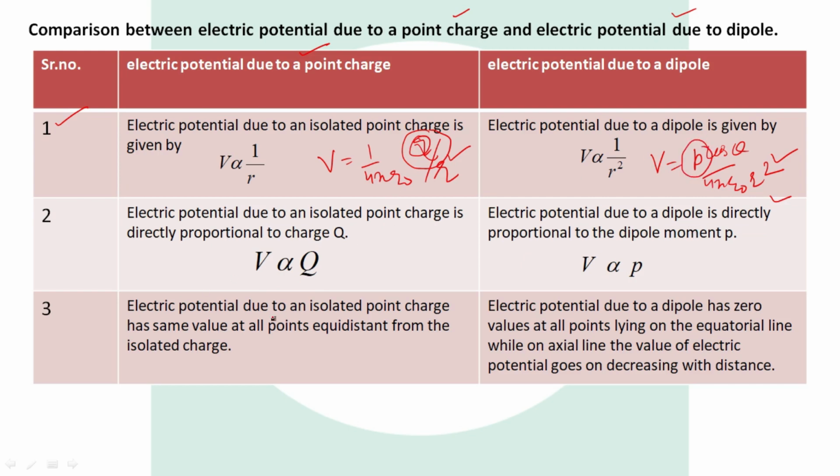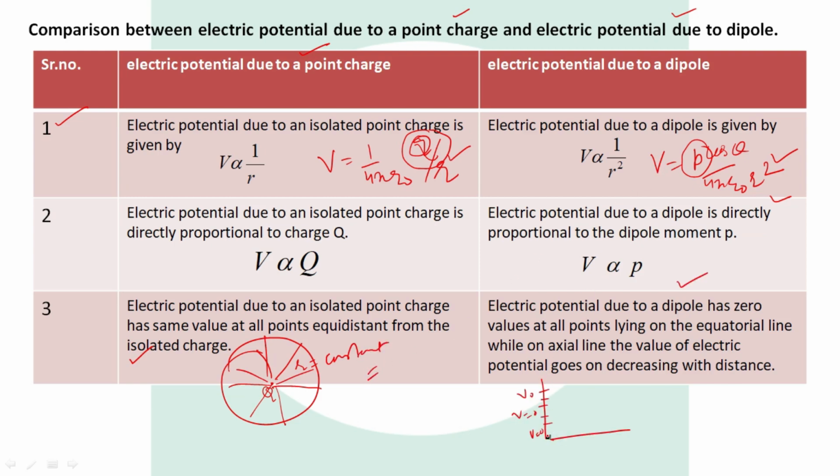Okay. Electric potential due to an isolated point charge has the same value at all points equidistant from the isolated charge, because electric potential due to a point charge has spherical symmetry. Suppose the charge is present over here, then at every point on this sphere the value of electric potential will be the same, because the value of R will be constant. Okay. But in case of electric potential due to a dipole, we saw that on the equatorial line of the dipole the potential was 0.